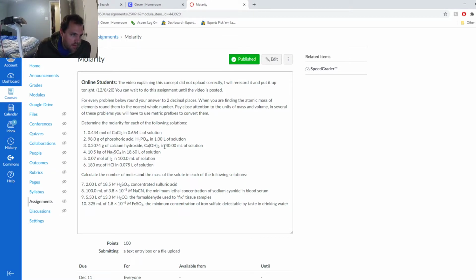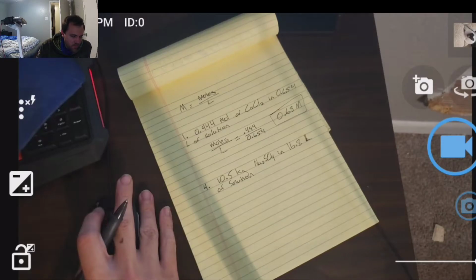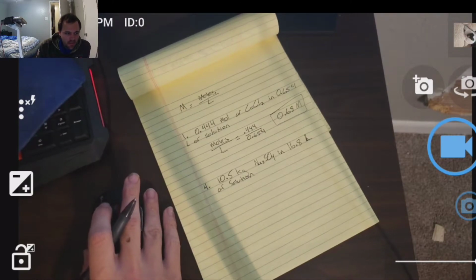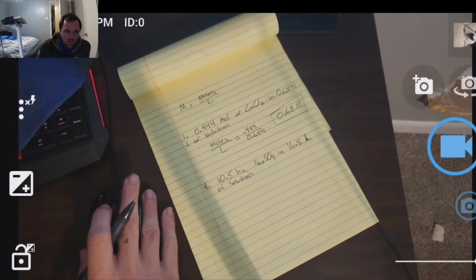Okay, so like I mentioned earlier, there are 2 big steps here. One, we've got to get these kilograms converted to grams. Then we've got to convert that to moles, and then from there we can go to molarity.